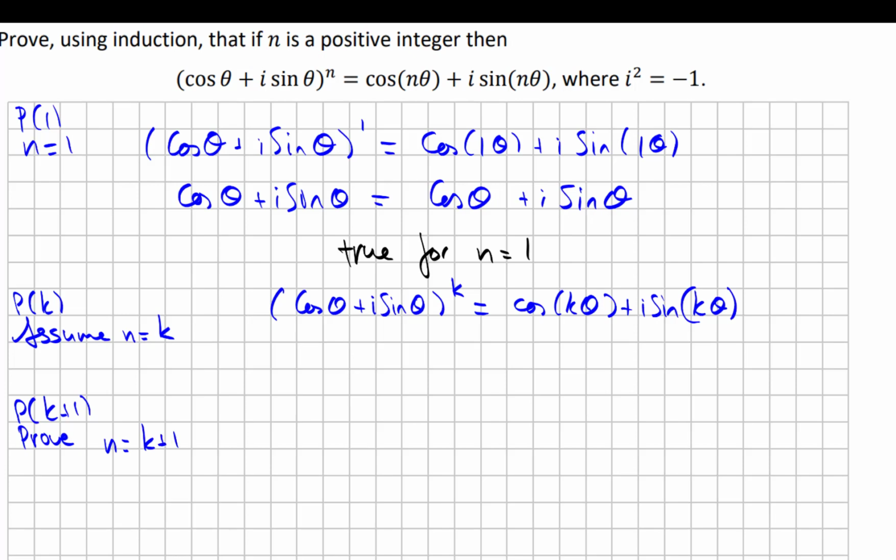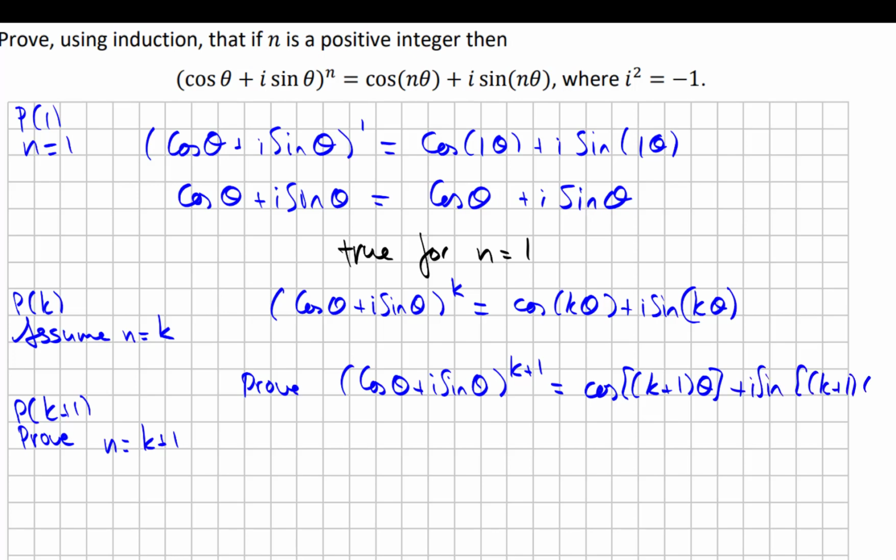So for P(k+1), we are trying to prove that (cos theta + i sin theta) to the power of k plus 1 is equal to cos of (k+1) times theta plus i sin (k+1) times theta. That's what we're trying to prove. So as usual for induction, we start off with the left-hand side.